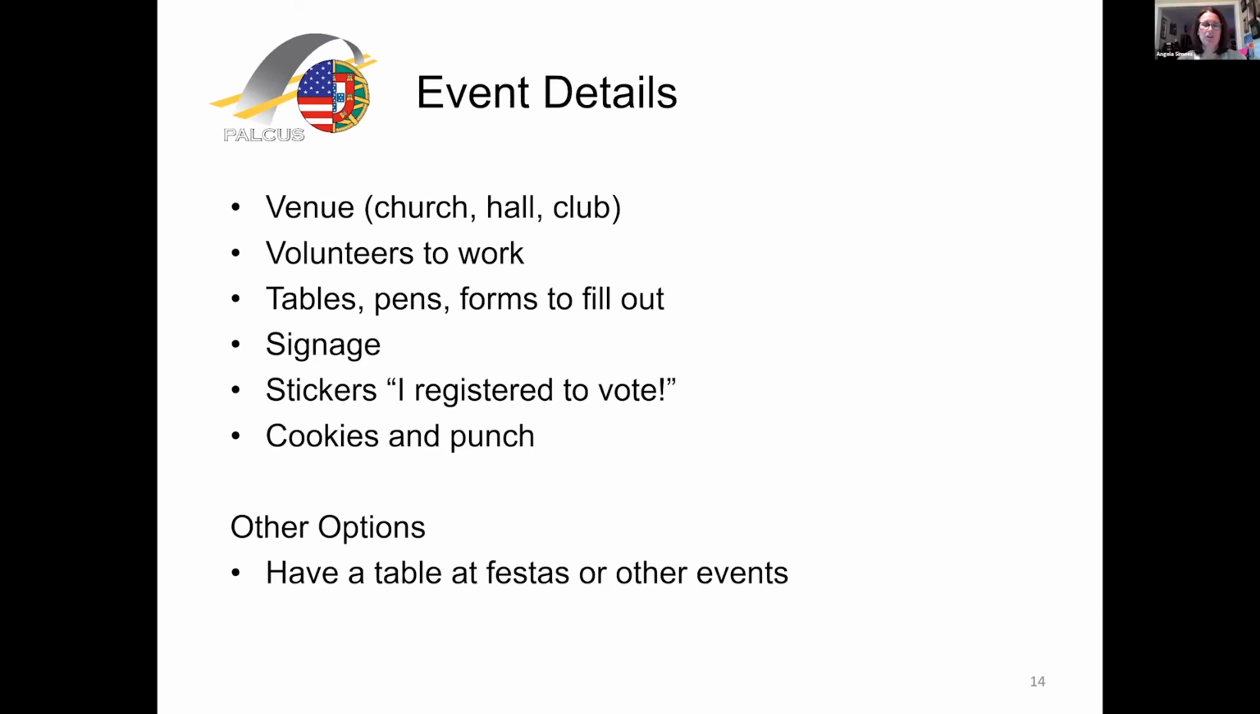Sure. Full disclosure here, I have never personally run a voter registration event. These suggestions have come from what I've heard others have done.